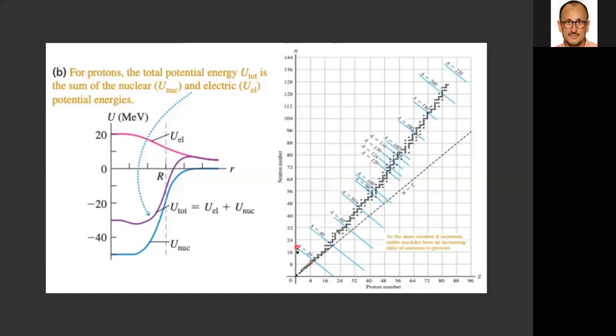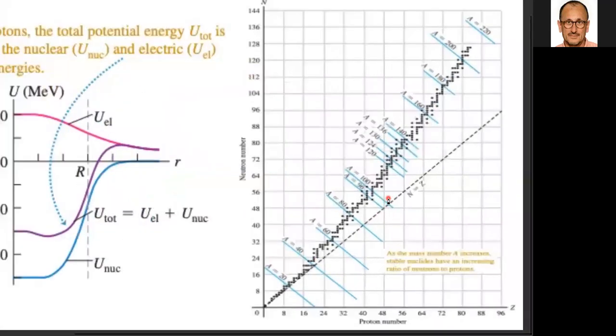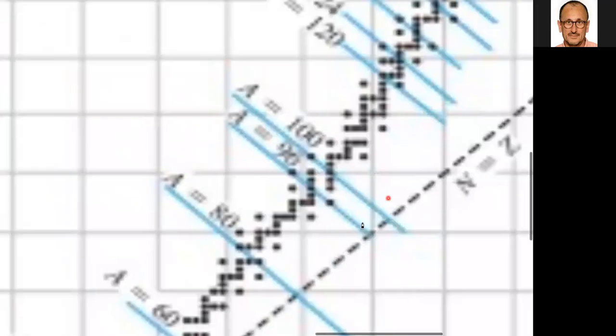These lines here, for example, these blue lines, are lines of constant A. Let's say you choose a certain nucleus that has a certain value of A, and only the nuclei with that value of A go through the blue line. So let me see if I can show you here, for example.